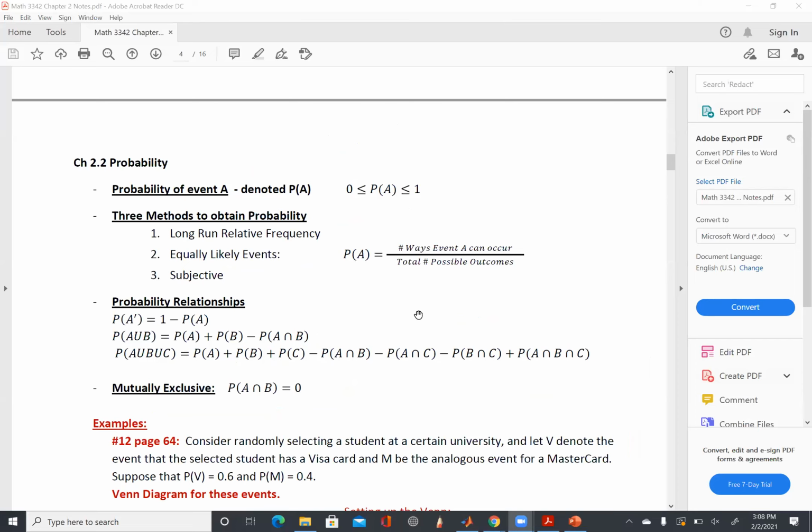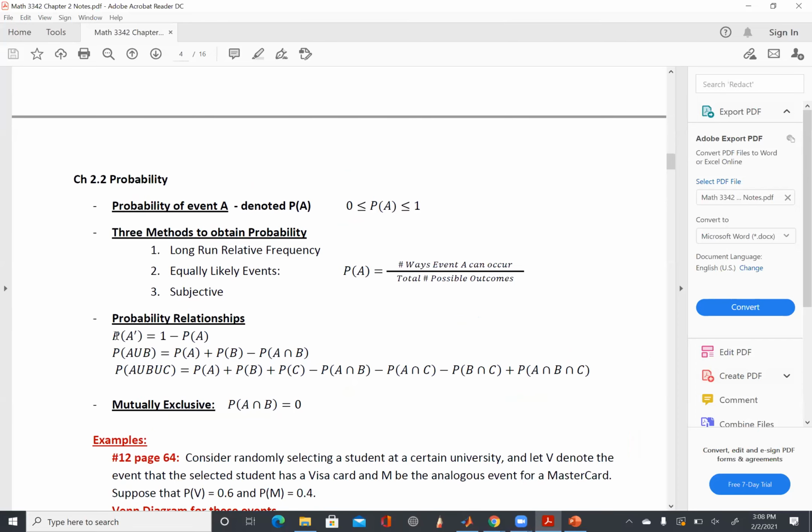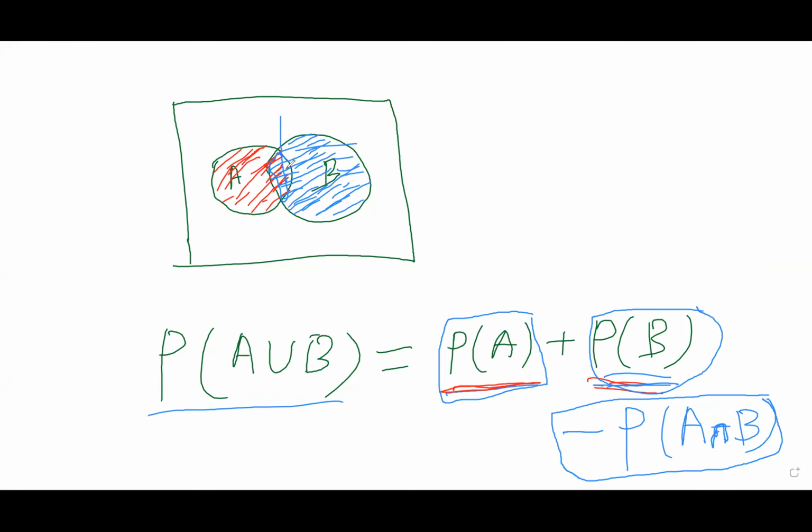That's why in the formula you can see that probability of A union B is probability of A plus probability of B minus probability of A intersection B. In this case, they are not mutually exclusive events, because they have a common region. But if we have two mutually exclusive events, what will happen to this probability formula?